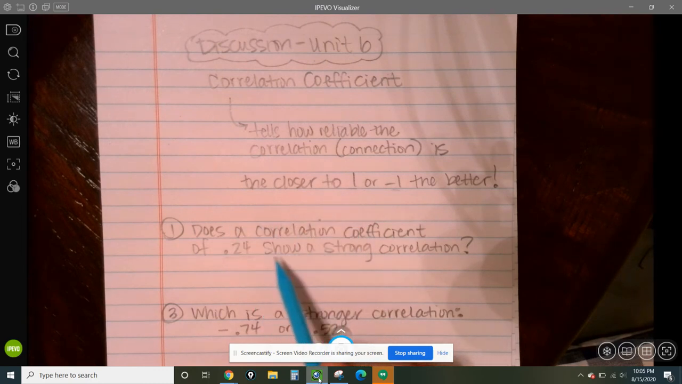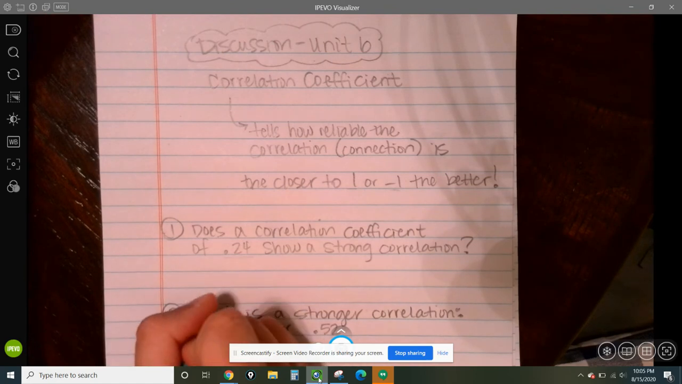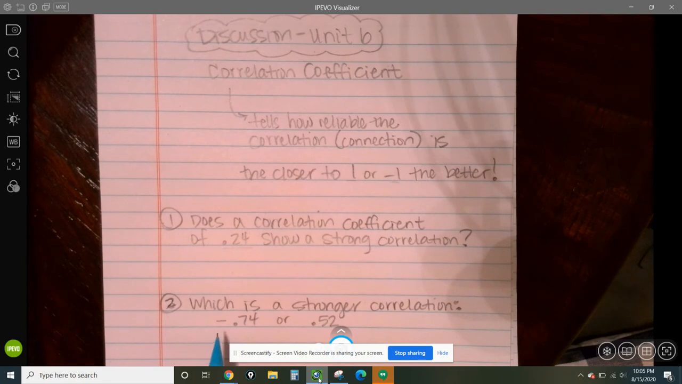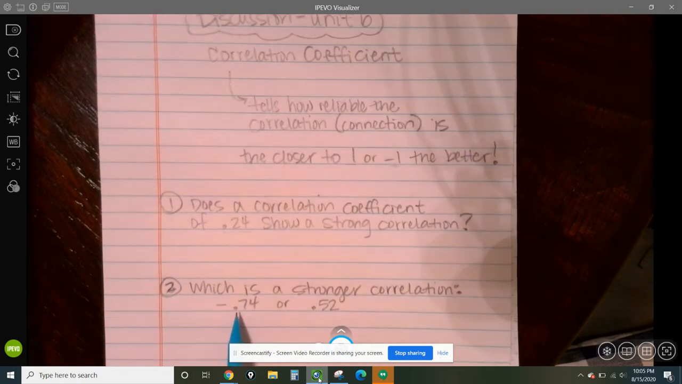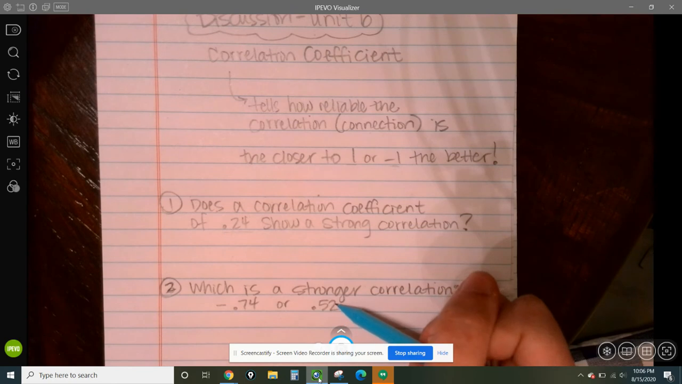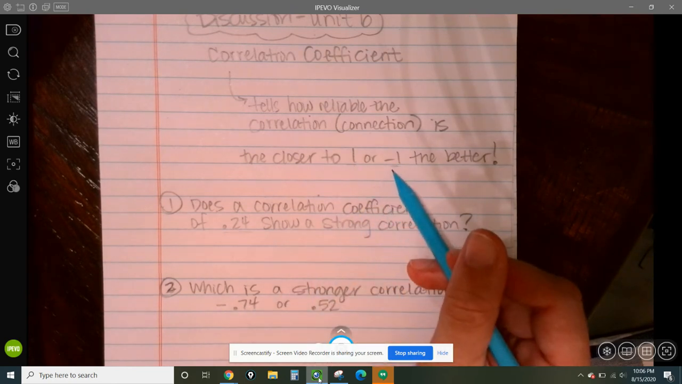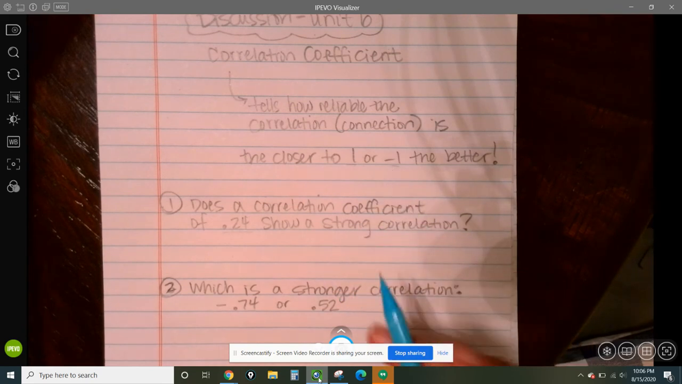So that's what the first question asks you about, does this show a strong correlation or not? And the second question, which for some reason I wrote 3, so I guess that's number 2, is which is a stronger correlation, negative 0.74 or positive 0.52? What you want to remember about the correlation coefficient is it's really taking the absolute value. It's talking about which one's closer. Is 0.52 closer to 1 than negative 0.74 is to -1? So you want to think about the absolute value of those.